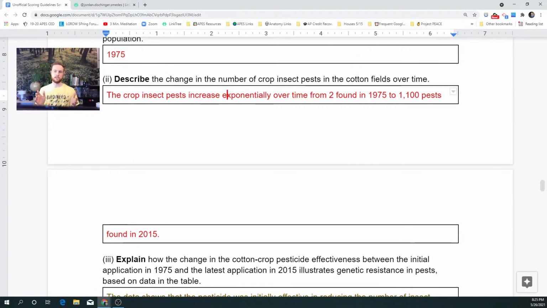So we went over that, describe the change. Again, really valuable to give actual numbers. If you want to take your describing trends or changes in data to the next level, give actual numbers. Can't say enough about how much that helps your answer.